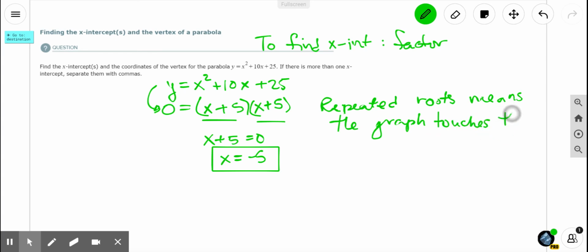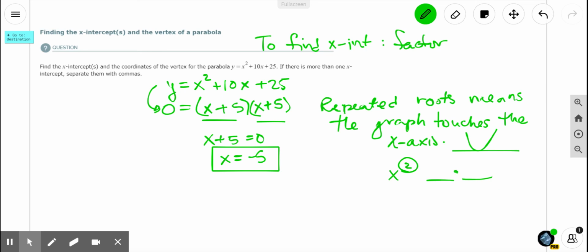Repeated root means the graph touches the x-axis. That's when it comes up and it just kisses it, or comes down and just kisses it at one point. You can tell because it's a quadratic. It's to the second power, which means it can be factored into two things. It just happens to be the same thing.